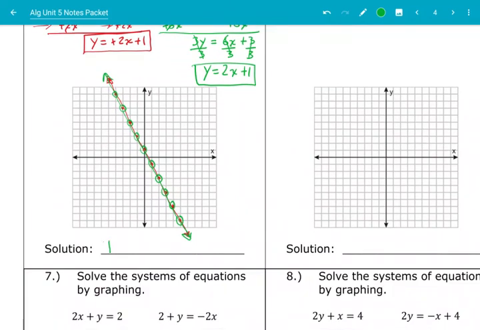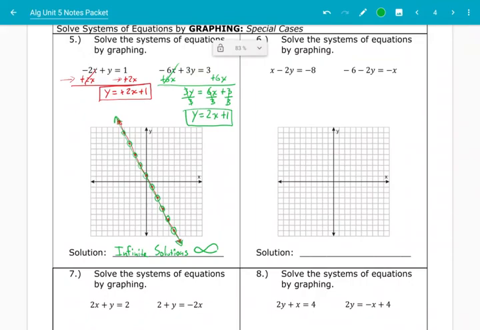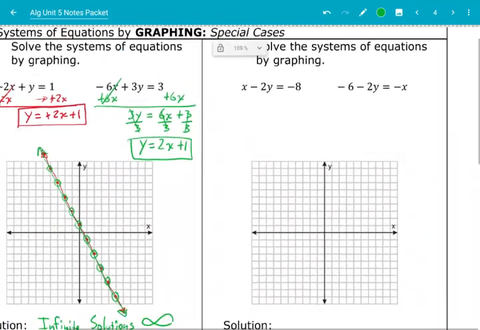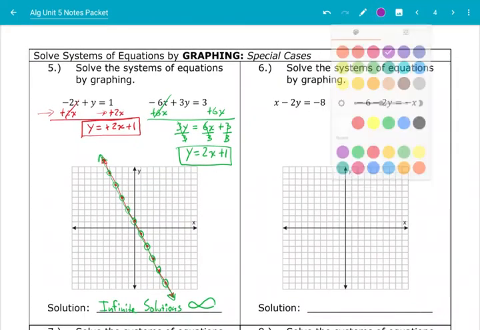This means we have infinite solutions. Infinite solutions. Cool. Same line. So every point on the red line matches every point on the green line because they're the same equation. Okay. Well, there's one of the special cases.